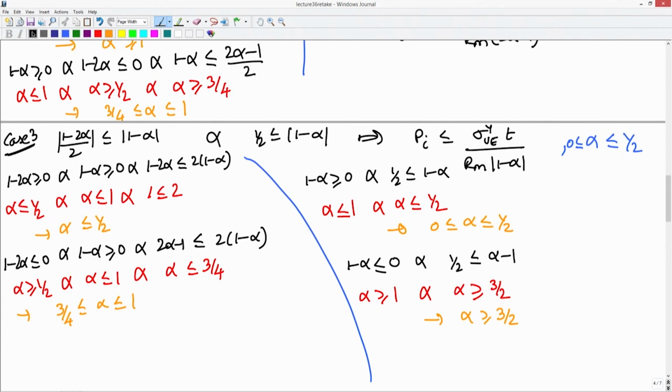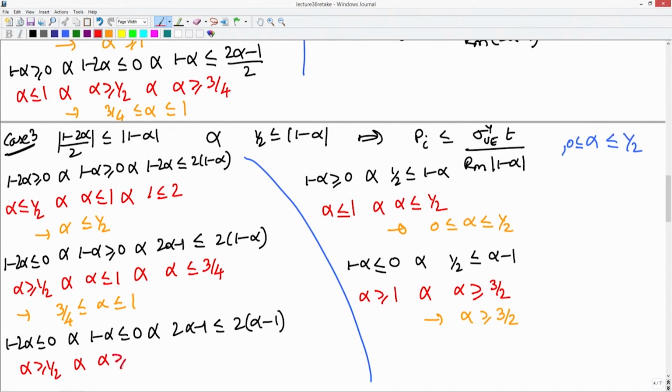Okay. The next condition is 1 minus 2 alpha less than or equal to 0 and 1 minus alpha less than or equal to 0, and 2 alpha minus 1, because 1 minus 2 alpha is less than 0, must be less than or equal to 2 times alpha minus 1, again because 1 minus alpha is less than 0. Okay. Now what will this tell us? It will tell us alpha must be greater than or equal to half and alpha must be greater than or equal to 1 and minus 1 is less than minus 2, which is not true. Okay. So, this is not a feasible option.